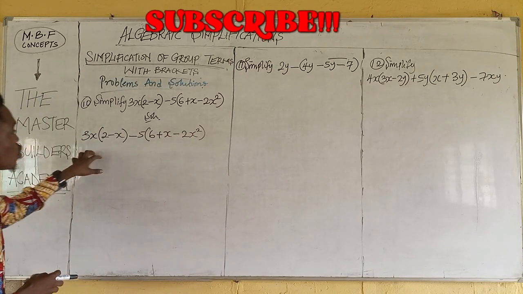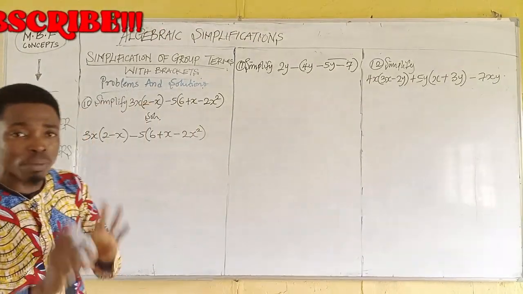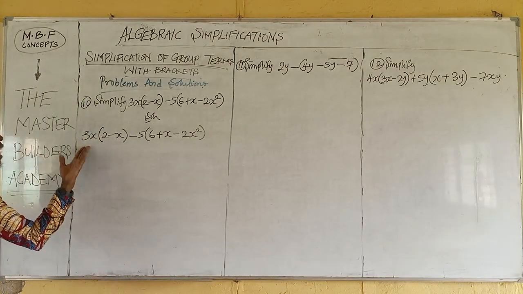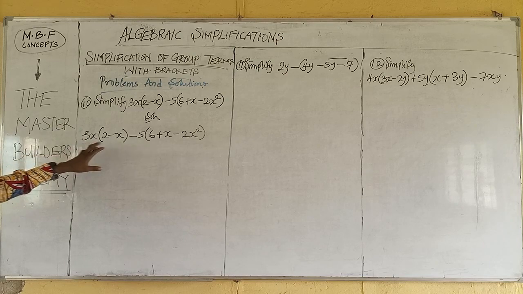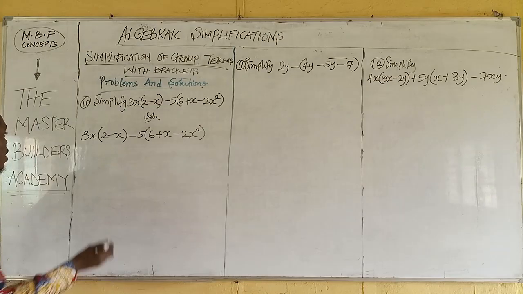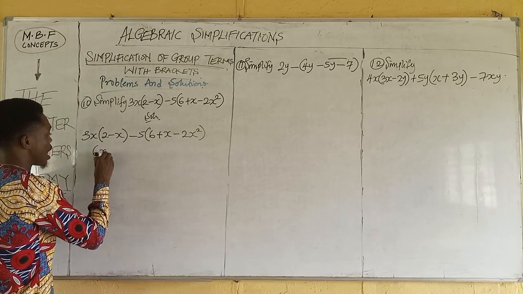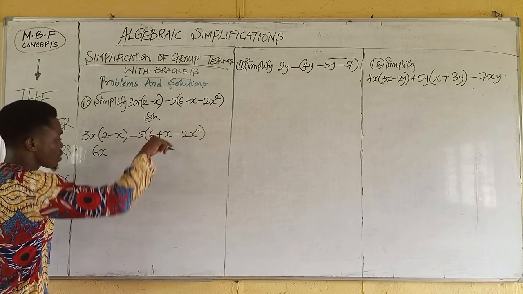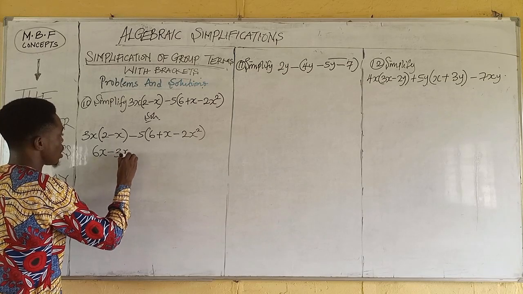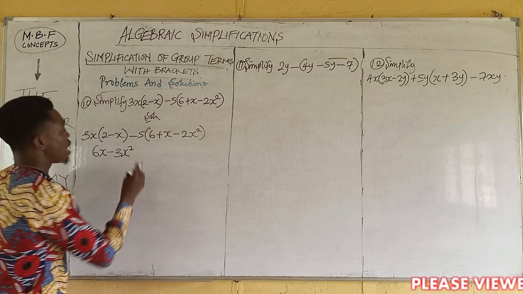So guys, all we need to do here is to remove the brackets. Now we have 2 brackets, and these 2 brackets have their respective multiplication factor. Now for the first bracket, the multiplication factor here is 3x. While for the second bracket, the multiplication factor there is -5. So now let's get started. 3x times 2 will have 6x, and 3x times minus x, guys, we are going to have minus 3x squared, because x times x is x squared. Then we are done with the first bracket.